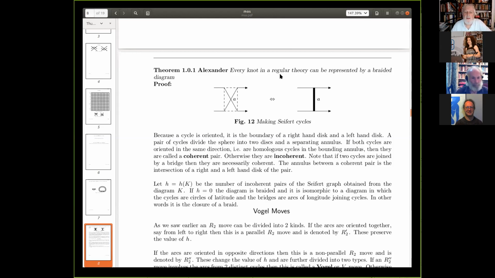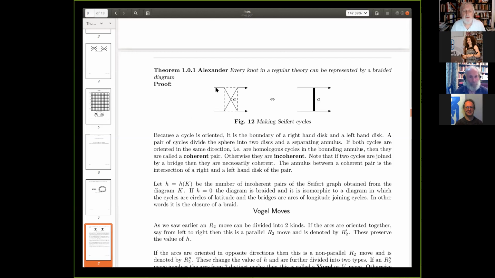Anyway, every knot in a regular theory can be represented by a braided diagram. So you take a knot in a regular theory, and it obviously has a representative as a diagram, and then you can make that diagram braided. Okay, and the proof is surprisingly simple. So how do we do this?